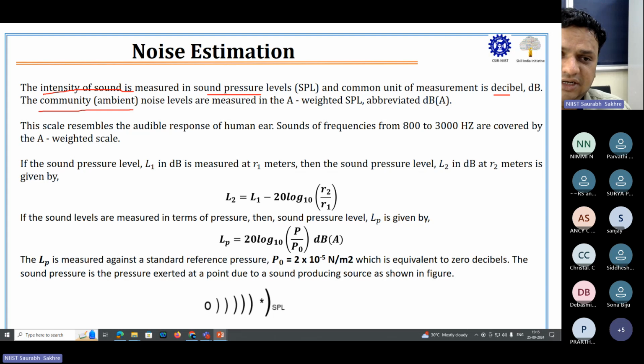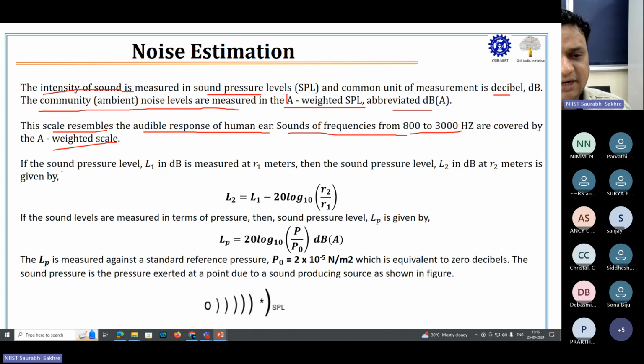Okay, but the community ambient noise levels are measured in the A-weighted SPL, abbreviated dBA. I'll explain to you what is A-weighted. Okay, so this scale resembles the audible response of human ears. Okay, sounds of frequencies from 800 to 3000 Hz are covered by the A-weighted scale.